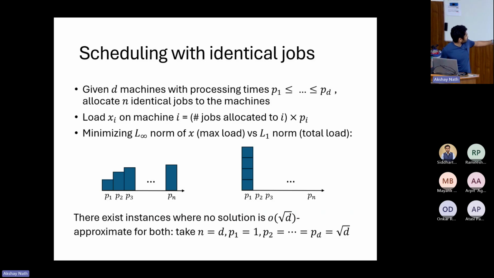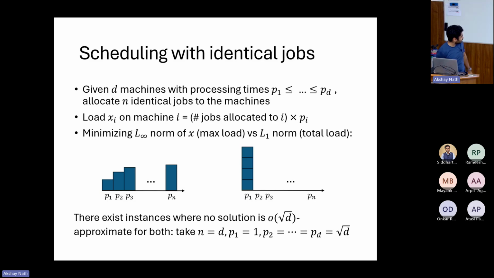So I'm going to say that the load xi on machine i is the number of jobs allocated to i times the processing time. Minimizing the L infinity norm is the classical makespan minimization, or max load minimization problem. Minimizing the L1 norm is the total load minimization problem. And of course, if you want to minimize the total load, you're going to put everything on the machine that has the smallest processing time, right? So that's trivial.